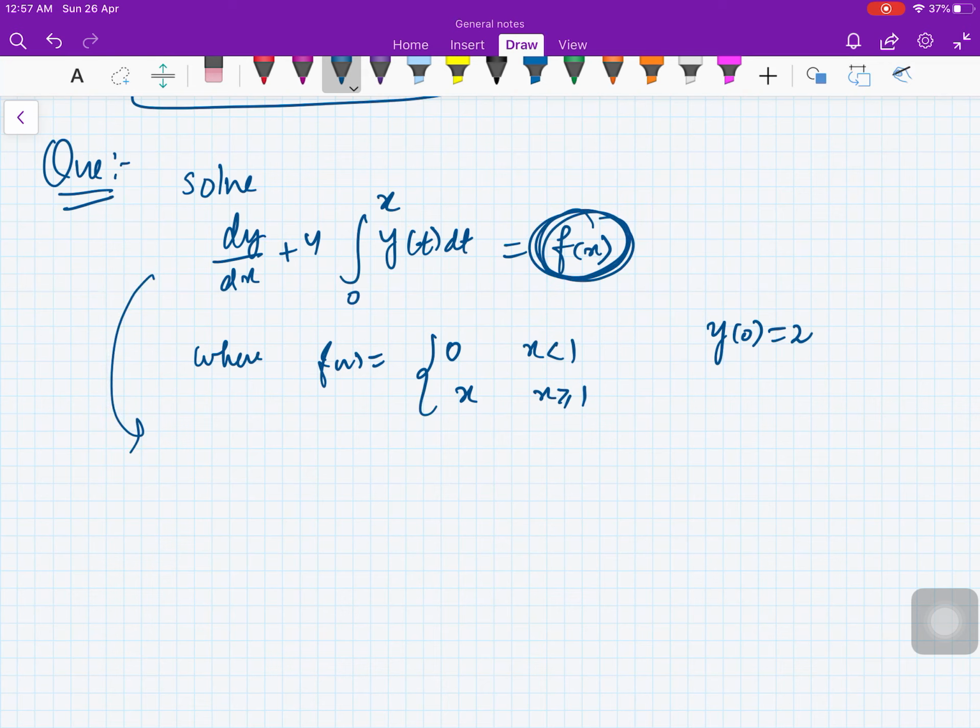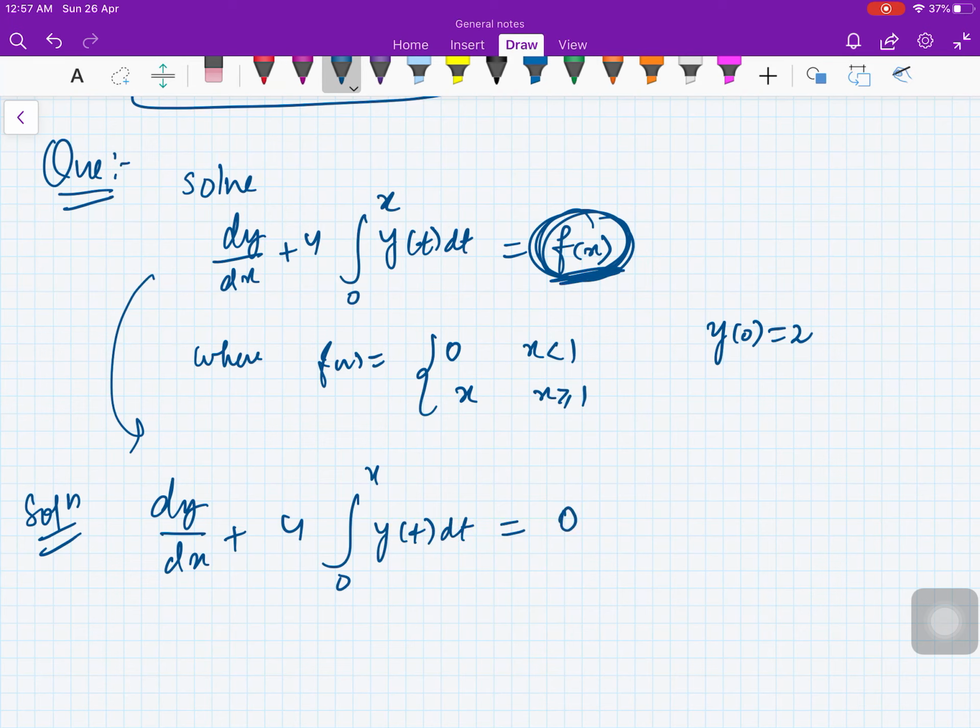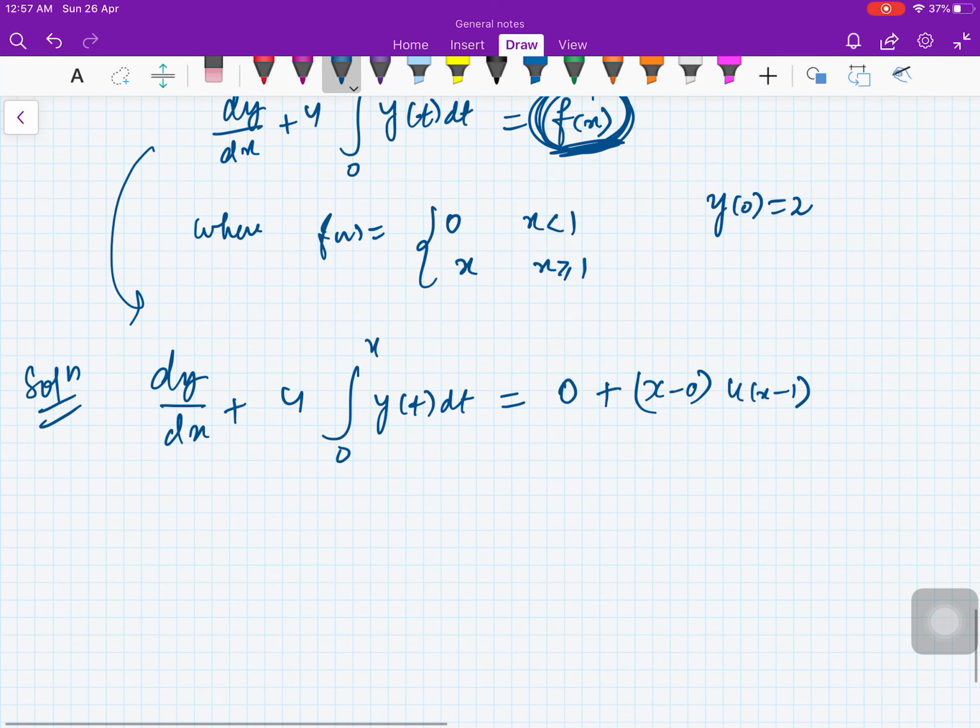First of all, you write this in terms of the unit step function because we will use the Laplace transform. So I am writing dy/dx + 4 ∫ from 0 to x of y(t) dt. On the right hand side, I can write this function as 0 plus (x minus 0) into the unit step at 1. Now take the Laplace transform on both sides.